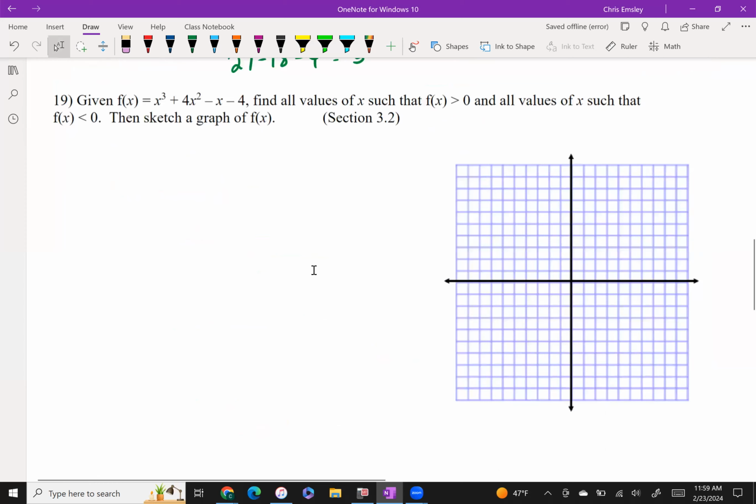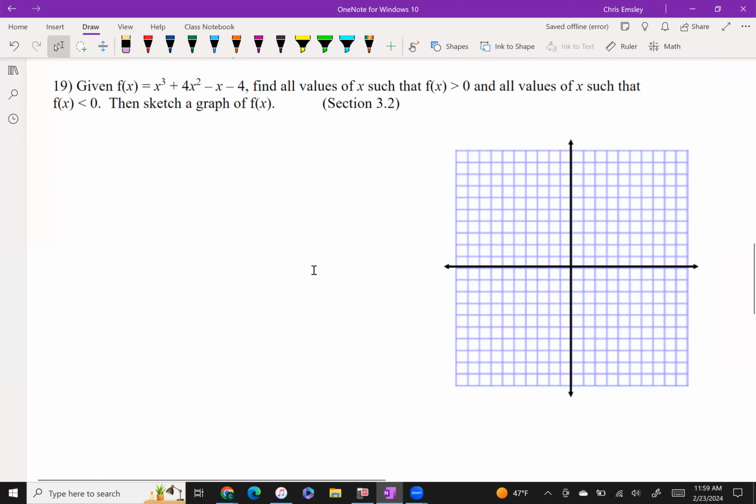Number 19, we have a nice polynomial here. We want to find all values of x where f of x is positive, f of x is negative, and we also want to sketch our graph of f of x.